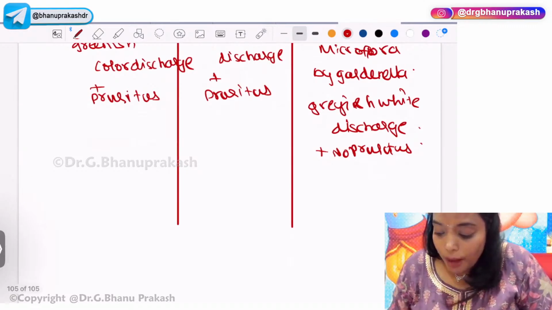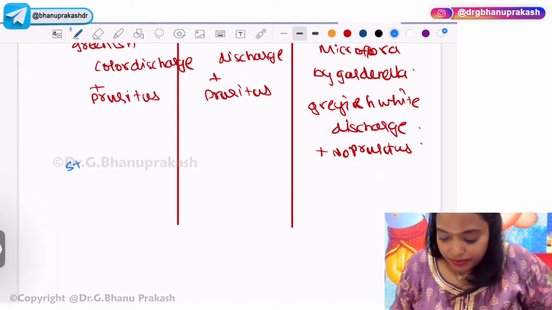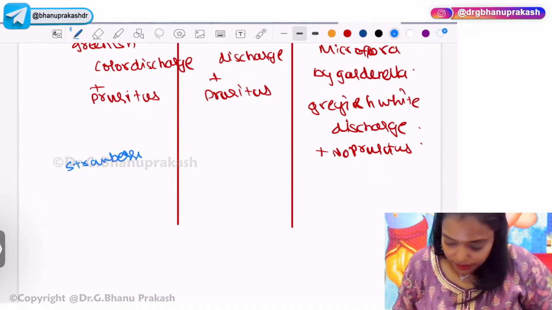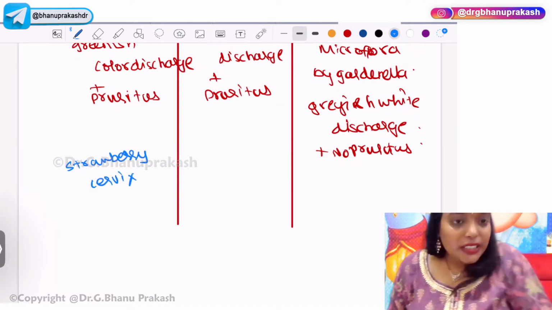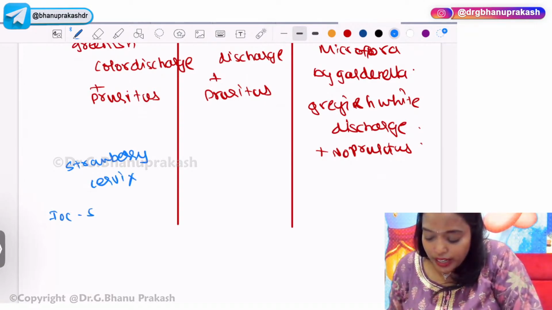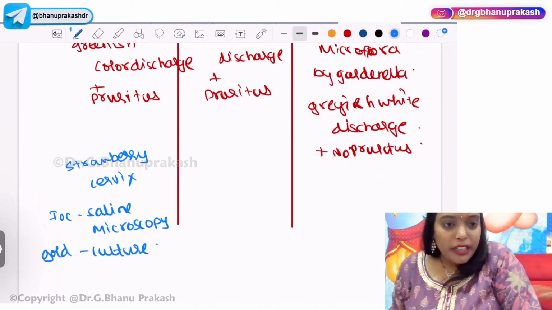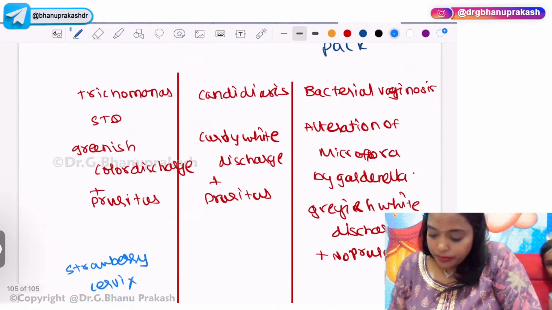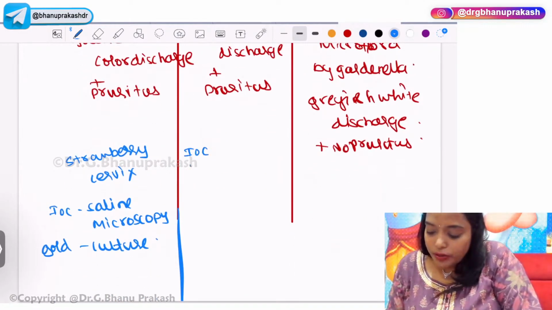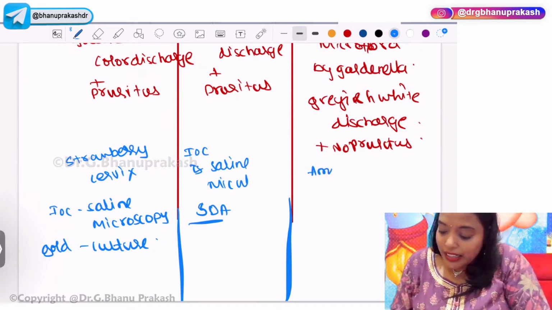Strawberry cervix is seen with trichomonas. Investigation of choice is saline microscopy. Gold standard is culture, on Diamond's media or Feinberg-Whittington media. In candidiasis, investigation of choice is saline microscopy, where you'll see the pseudohyphae. Culture is on Sabouraud's dextrose agar.